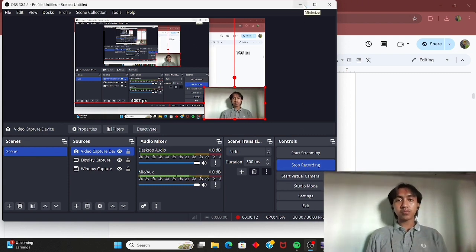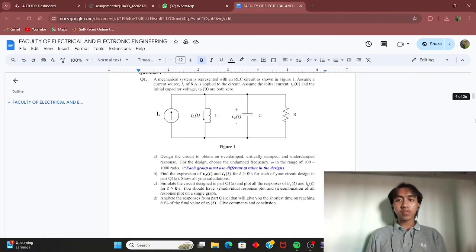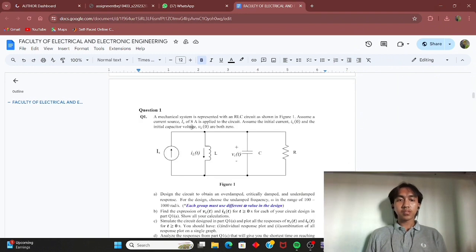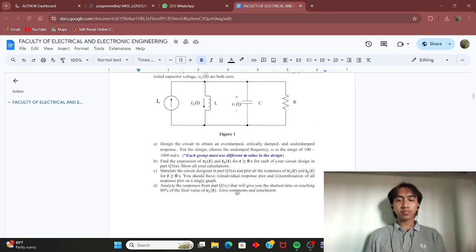Today I'm going to show you the simulation of question 1. From the question, we assume a current source Is of 8 ampere is applied to the circuit. So we must find the initial current and the initial capacitor voltage VC at 0. We must use omega in the range 100 until 1000 hertz. Each group must use a different omega value in the design.